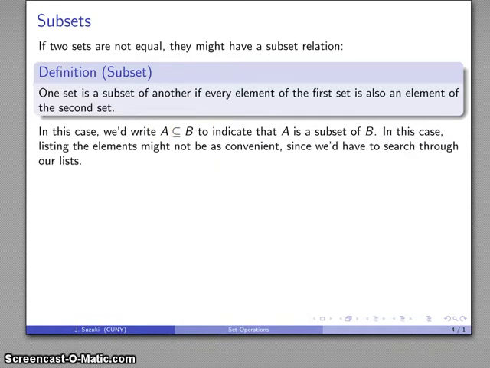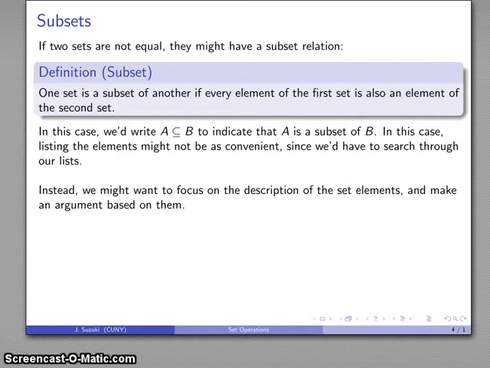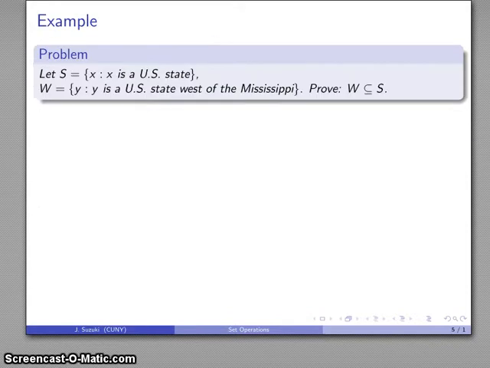Now, in this case, if we're looking at a possible subset, listing the elements might not be convenient because that means verifying that everything in A is someplace in this set B. And B might be a much larger set than A, so trying to find any particular element could be a little bit challenging. And so we want to have some more efficient way of doing that. In this case, we might want to look at the description of the set element and make some sort of logical argument based on what that description is.